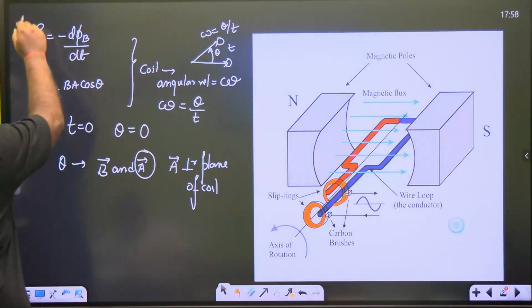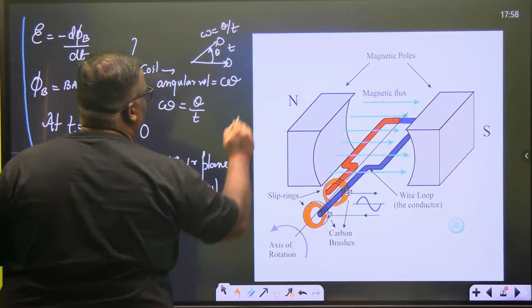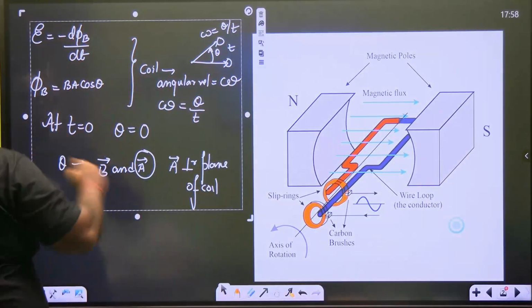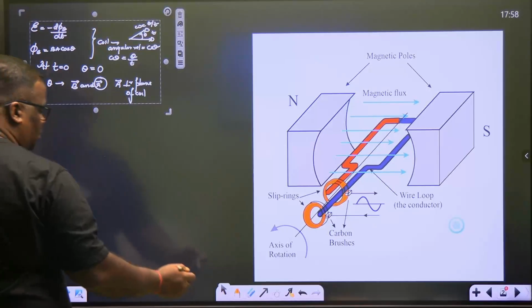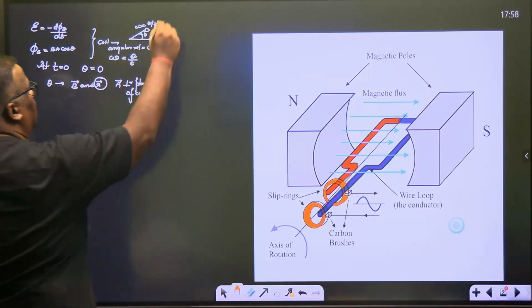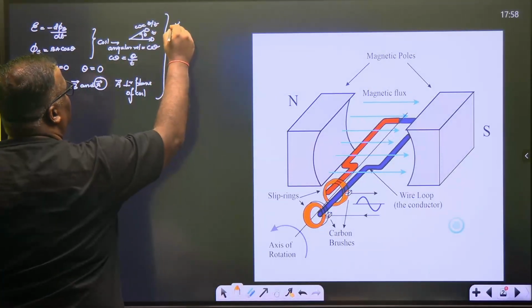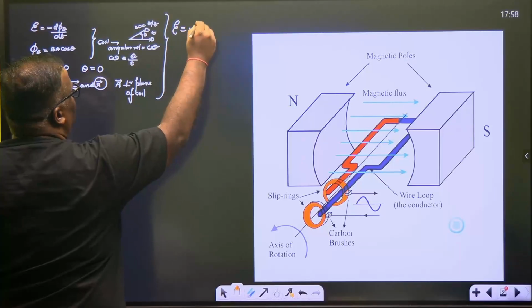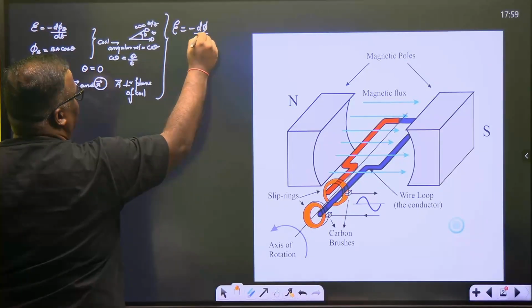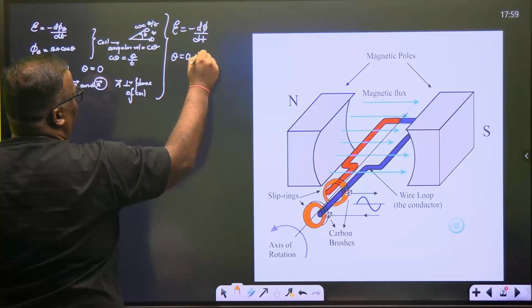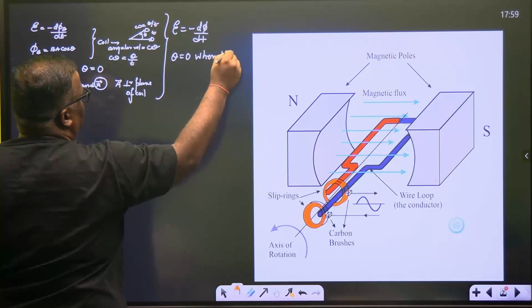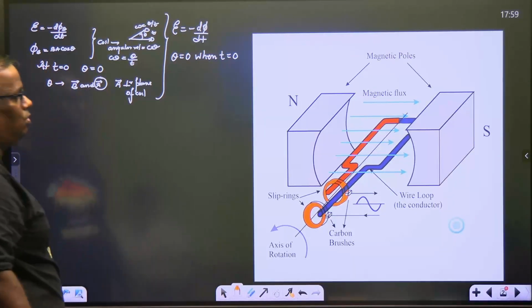We say that at theta equal to 0, t equal to 0, theta is equal to 0. Is this much understood by you? Very good. So now come. I'm just, for your interest, writing it once again. EMF is equal to negative d phi by dt. Remember this. And theta is equal to 0 when t is equal to 0.